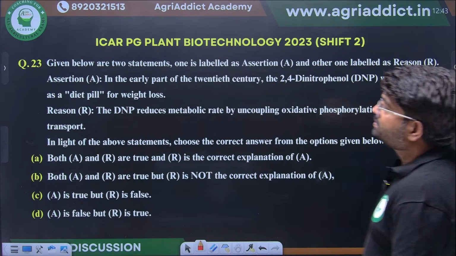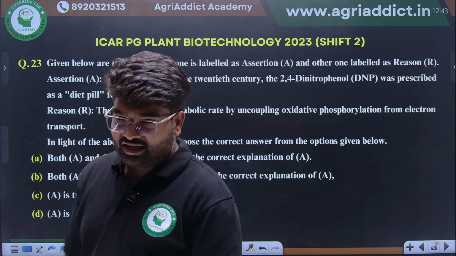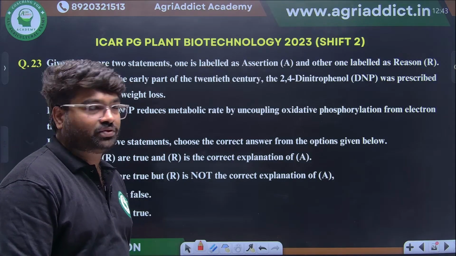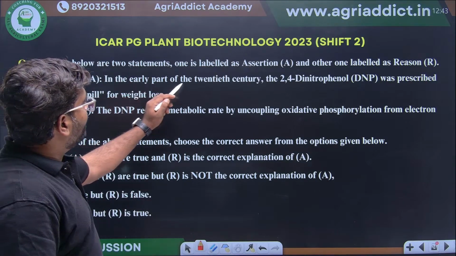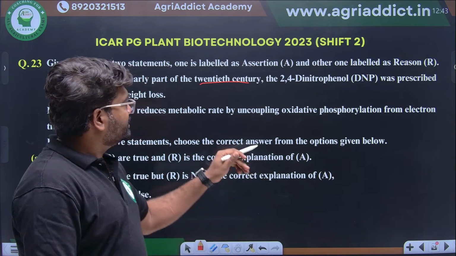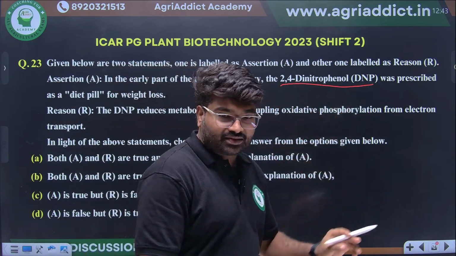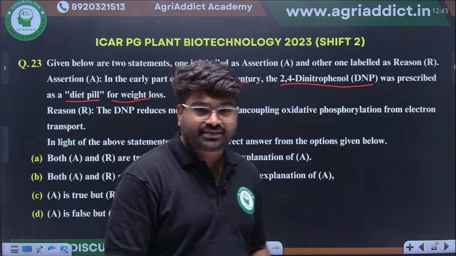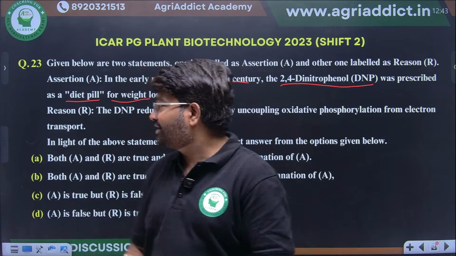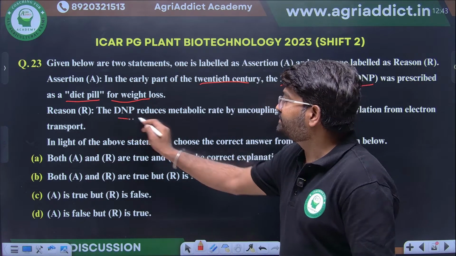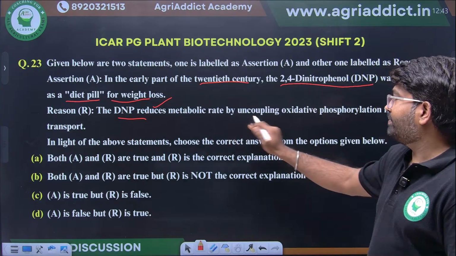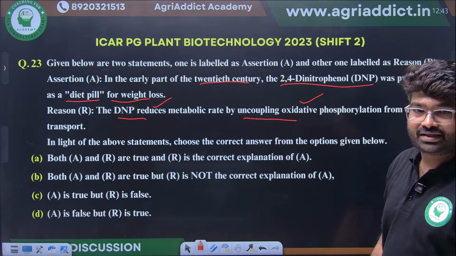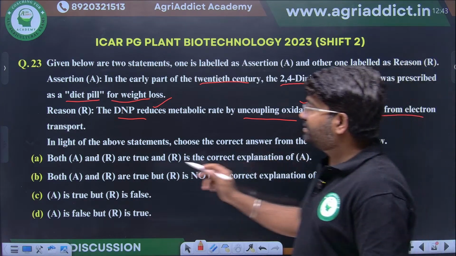Next, assertion and reason. They are asking about inhibitors of the mitochondrial electron transport chain. In the early part of the 20th century, 2,4-dinitrophenol was prescribed as a diet pill for weight loss. The reason they are giving is that DNP reduces metabolic rate by uncoupling oxidative phosphorylation, so it will uncouple oxidative phosphorylation from the electron transport chain.